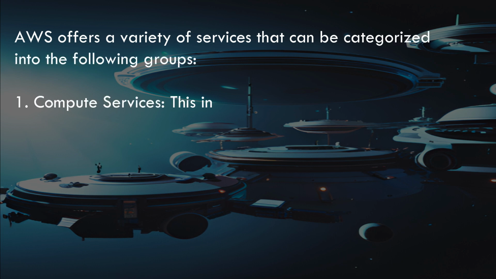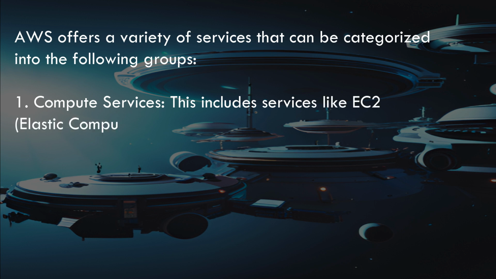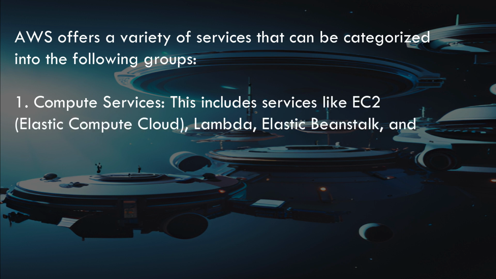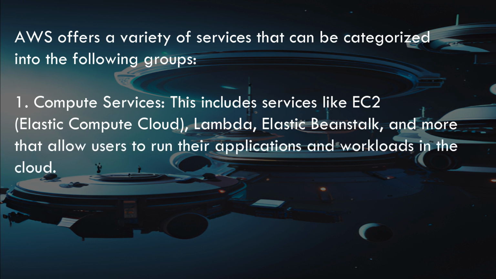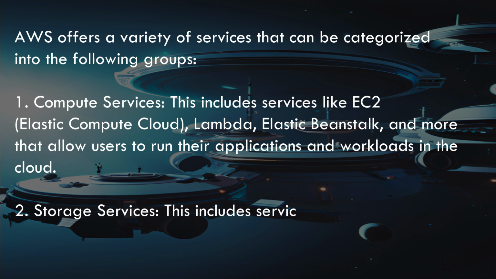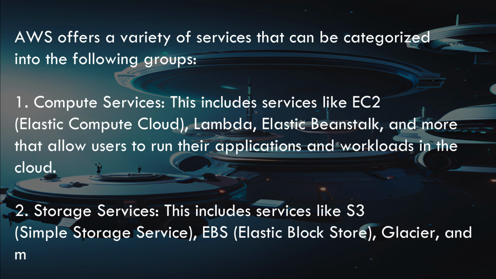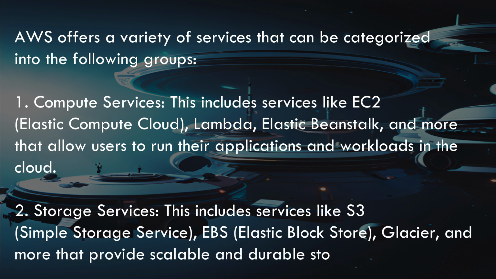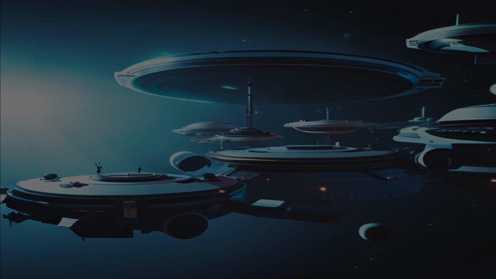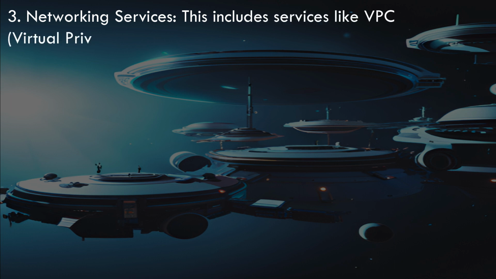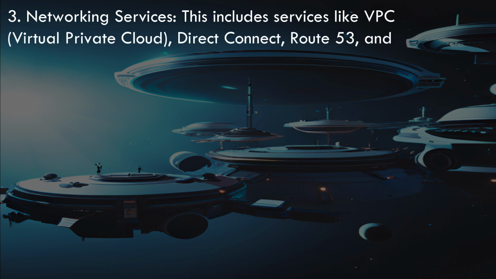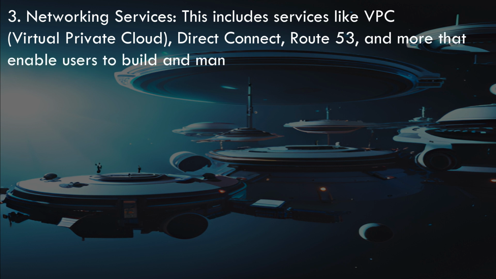1. Compute services. This includes services like EC2, Elastic Compute Cloud, Lambda, Elastic Beanstalk, and more that allow users to run their applications and workloads in the cloud. 2. Storage services. This includes services like S3, Simple Storage Service, EBS, Elastic Block Store, Glacier, and more that provide scalable and durable storage solutions. 3. Networking services. This includes services like VPC, Virtual Private Cloud, Direct Connect, Route 53, and more that enable users to build and manage network infrastructure in the cloud.